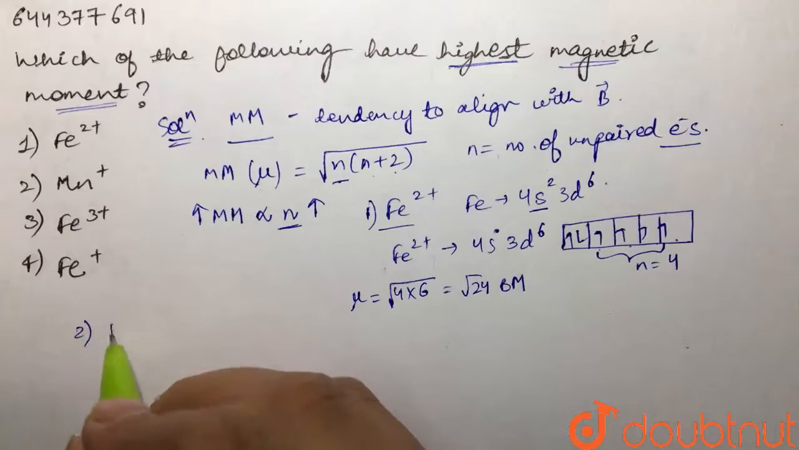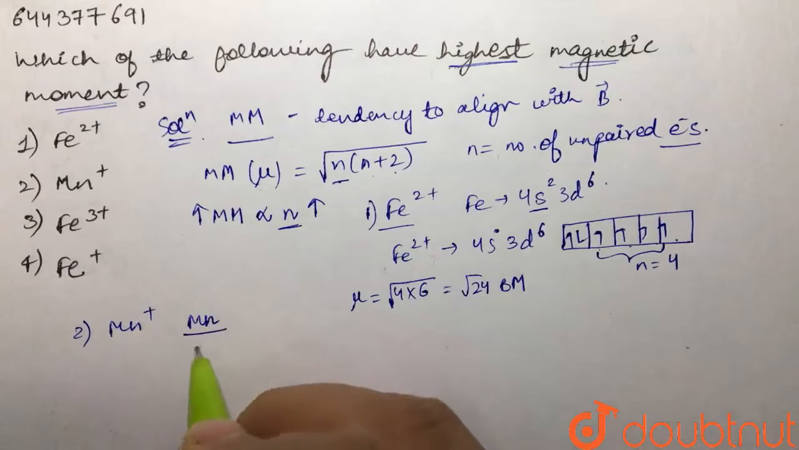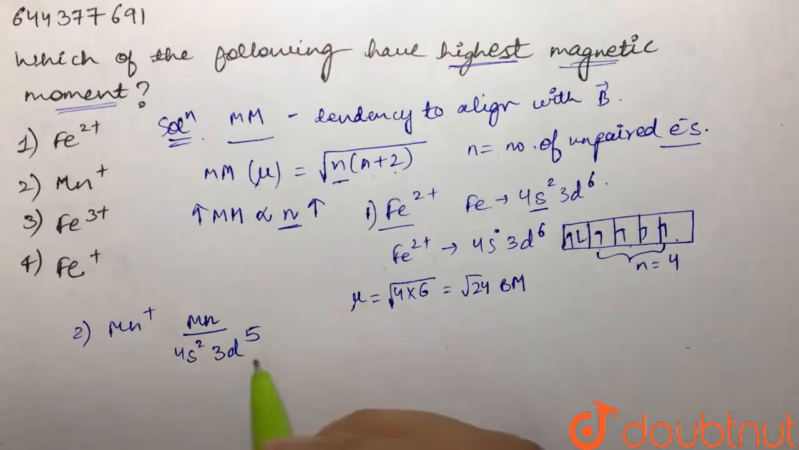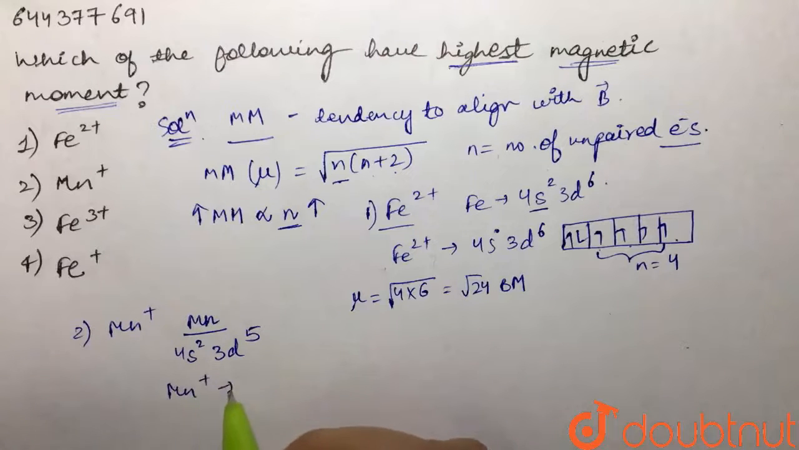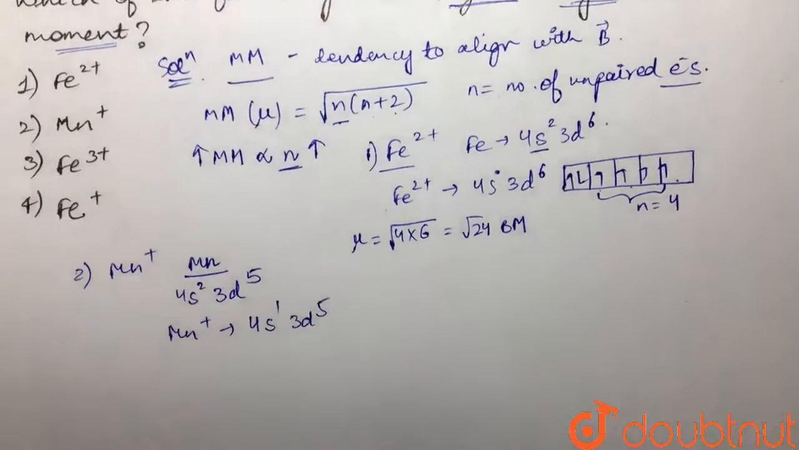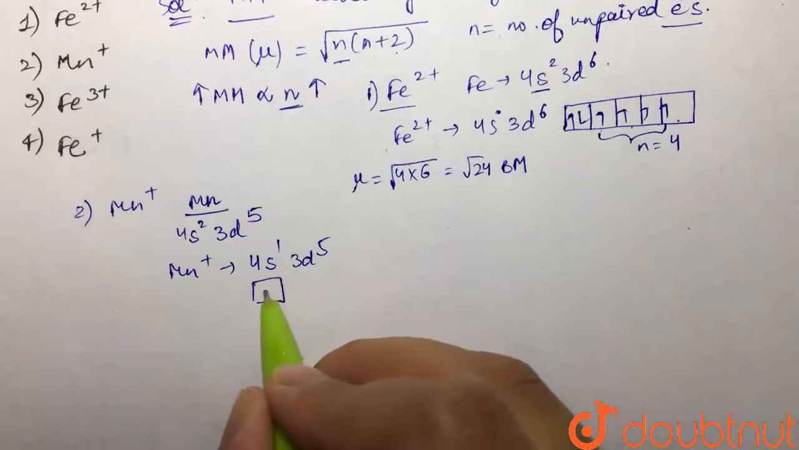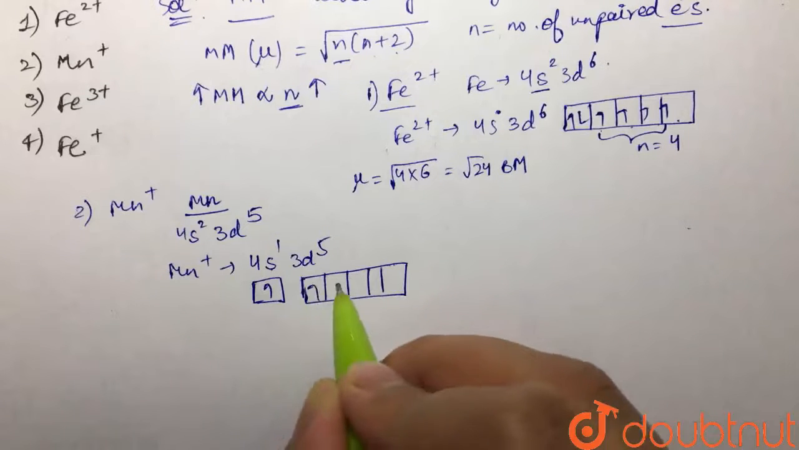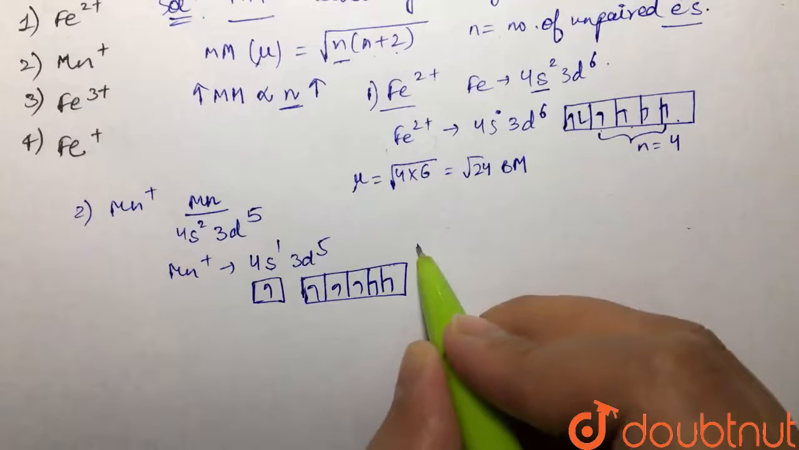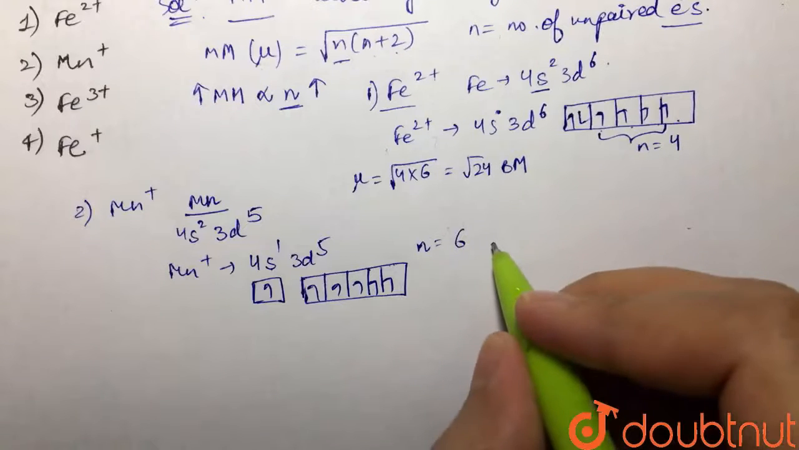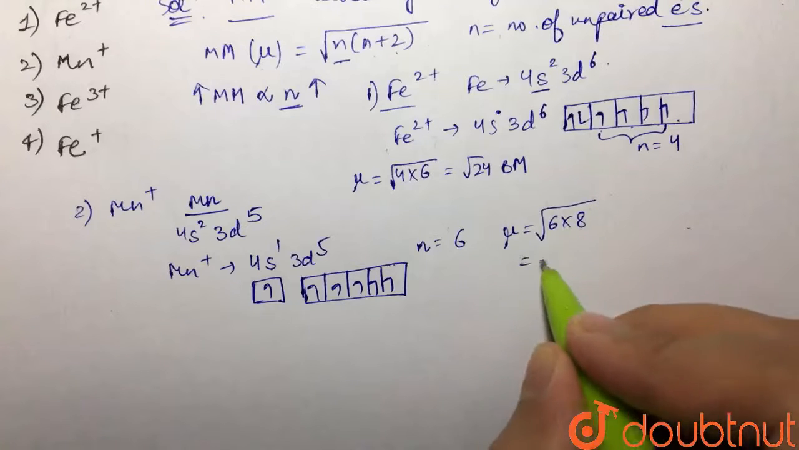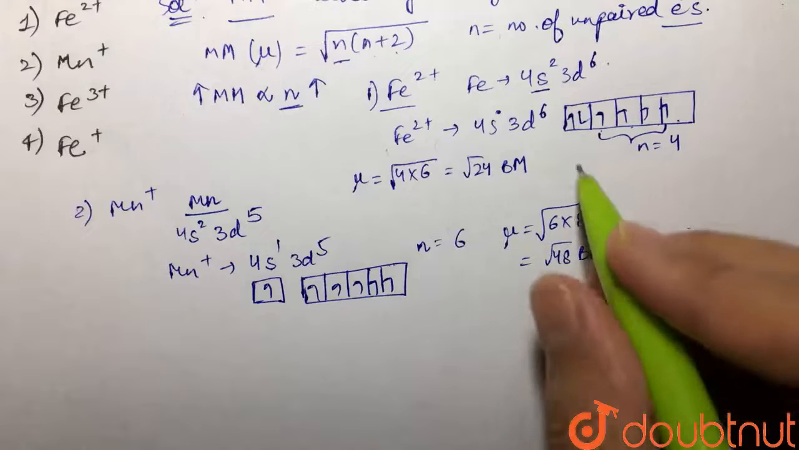Now in the second case we have Mn+. Manganese has a valence electronic configuration of 4s2 3d5. Now 1 electron is lost, that means Mn+ would be 4s1 3d5. So over here we would have 1 unpaired electron present in the s orbital, and then in the d orbitals 5 unpaired electrons are present. So we have a total of 6 unpaired electrons in this case. The magnetic moment would be under root 6 multiplied by 8, so this becomes under root 48 Bohr magneton. This is greater than the first case.